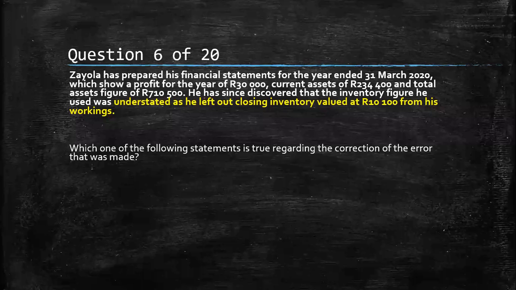He did not calculate the amount of closing inventory. And if you do not calculate the amount of your closing inventory, your expense, which is the cost of sales, will increase. But what will happen to the profit? It will decrease. Now, the question says, which one of the following statements is true regarding the correction of the error that was made? Now, after rectifying this error, what's going to happen?